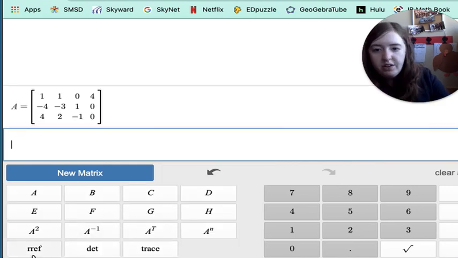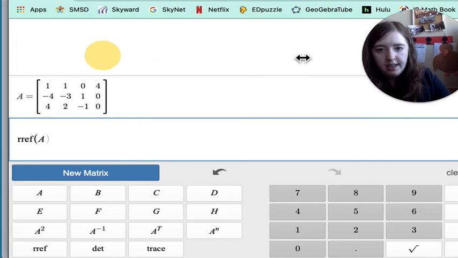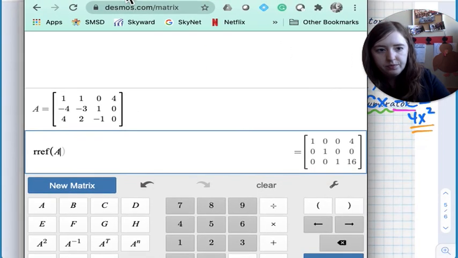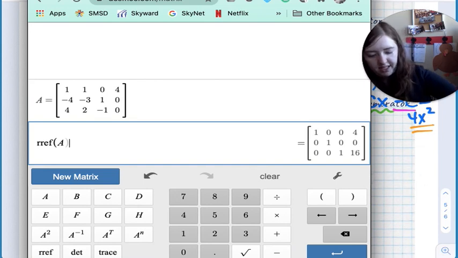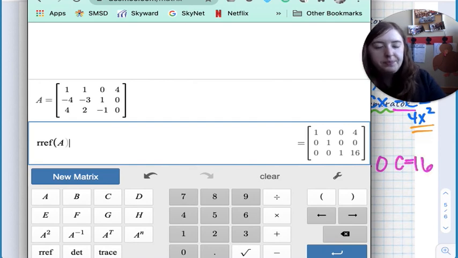So then we're going to reduced row echelon form this guy. We're ending up with 4, 0, 16. So remember, that means that A is equal to 4, B is equal to 0, and C is equal to 16.